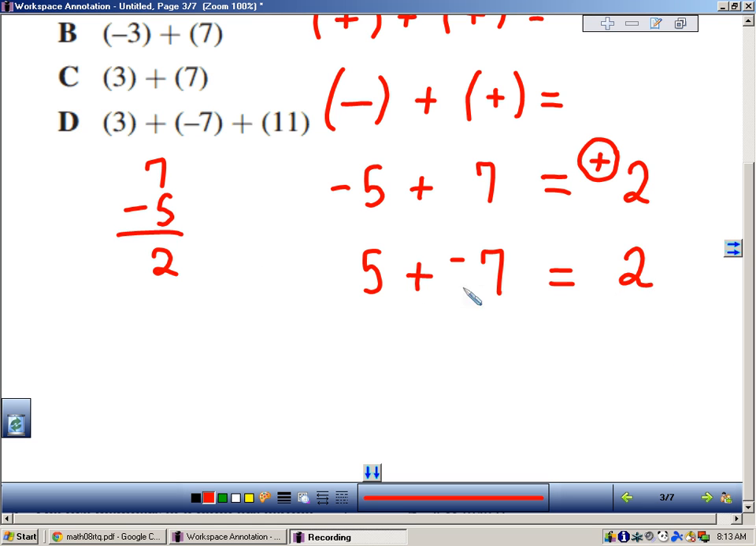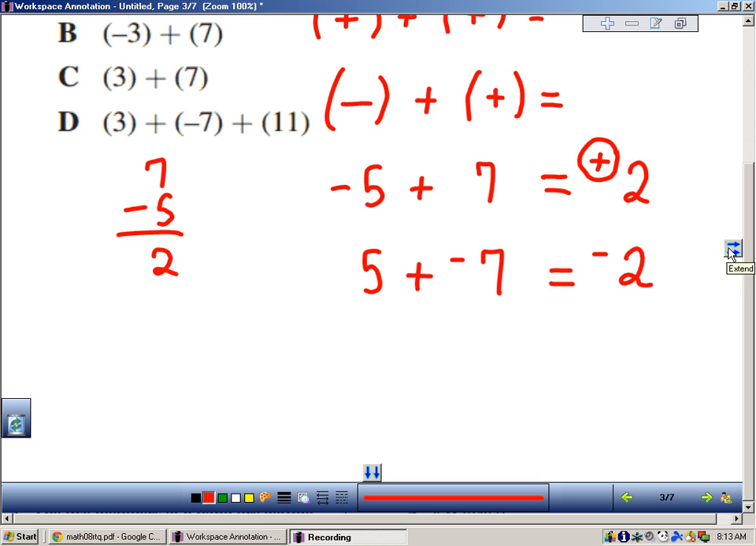And here's why. Again, when you look at 5 and 7, ignoring the negative sign, because that's what I mean when I say the absolute value of a number, the 7 is a larger absolute value than 5. 7 is larger. 7 has a negative sign. So that carries over with the answer.